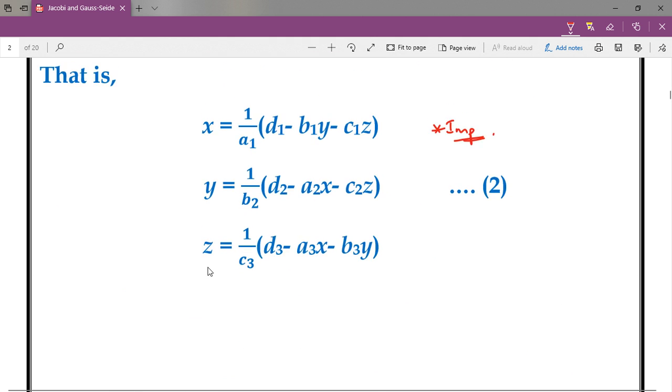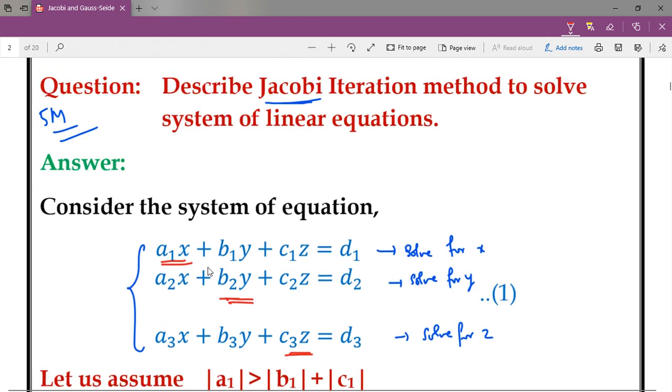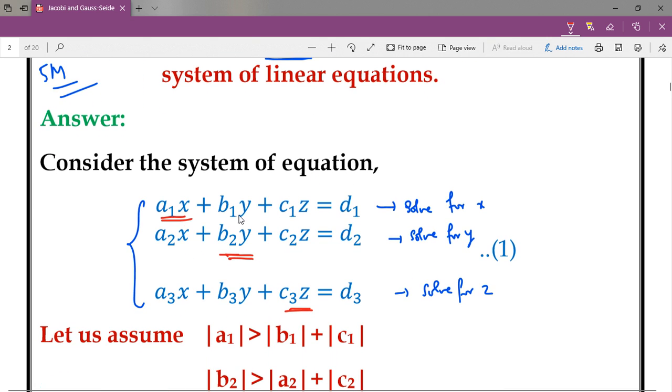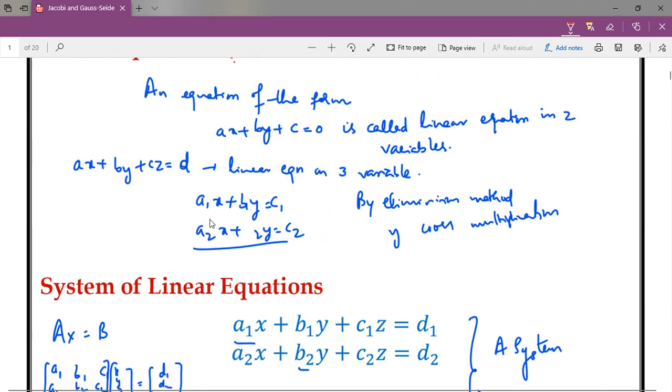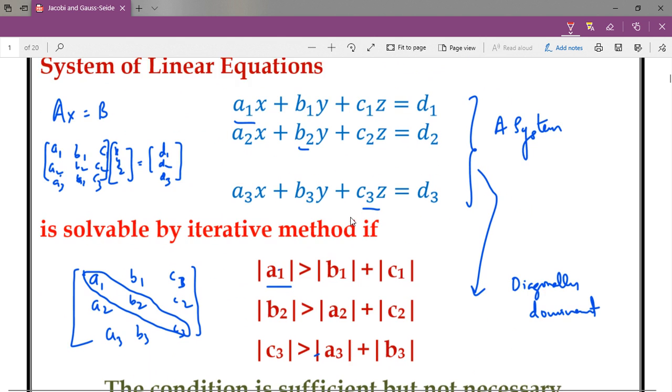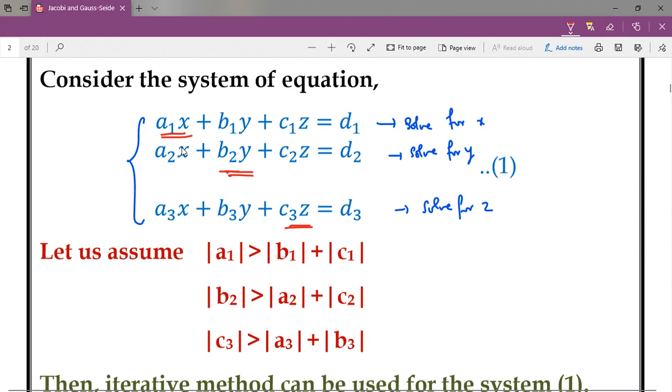So let me repeat once again. We have the Jacobi iteration method to solve a system of linear equations. We came to know what a system of linear equations is, and we are going to solve this. I am restricted to only 3 variables here, but we can generalize this to n variables. We shall explain this for 3 variables. The same thing can be continued for 4 variables or 5 variables, whatever.